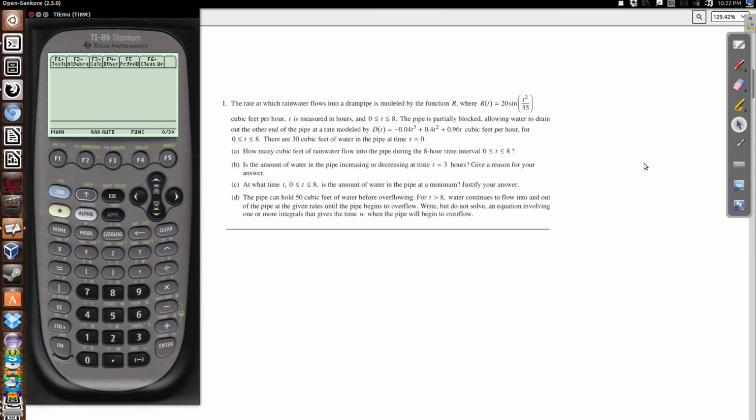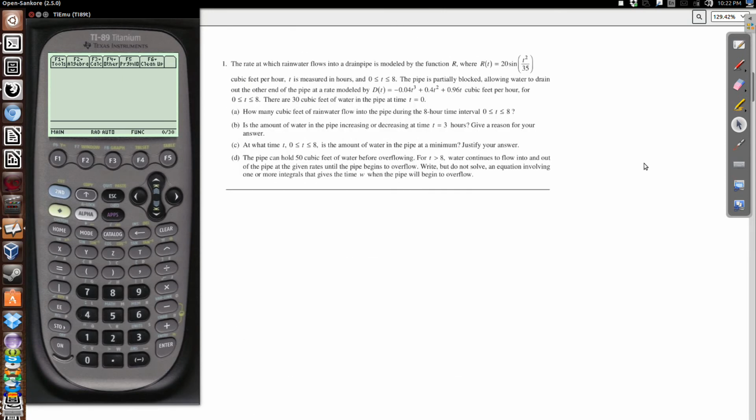So with problem number 1, it says the rate at which rainwater flows into a drain pipe is modeled by this function r, in cubic feet per hour, t is measured in hours, and we have a domain here. It says the pipe is partially blocked, so water flows out of this drain at a slightly different rate, and there are 30 cubic feet of water in the pipe at time t equals 0. So this 30 feet is going to become important later on. We're going to get to that in just a bit.